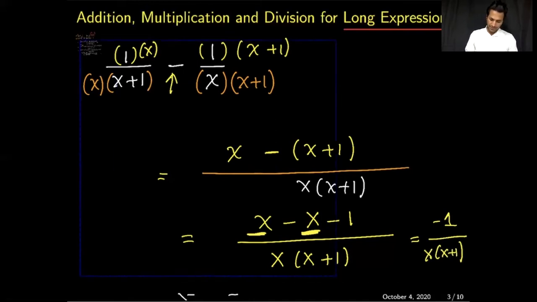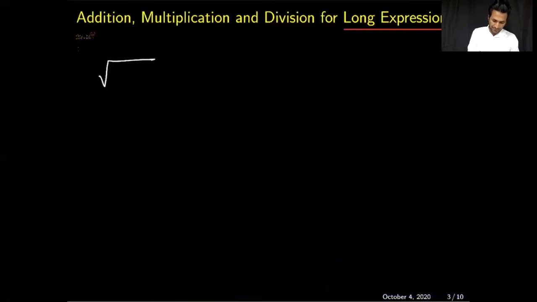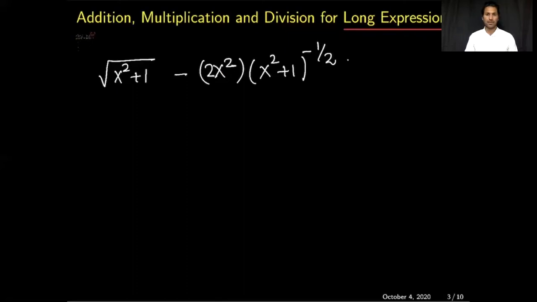Let's take one more example. In this case, let's take this example: x squared plus 1 minus x squared, 2x squared times x squared plus 1 to the power negative 1 half. Here, if I have to subtract these two expressions, we will see how we will use the division operation to simplify this expression. I will begin first by writing the radical as 1 half.